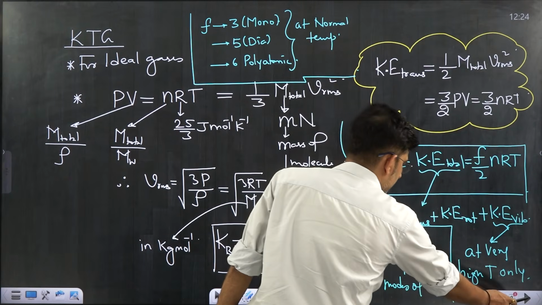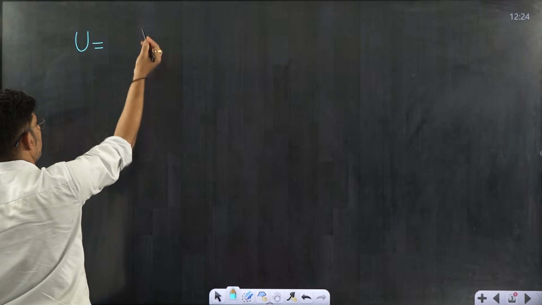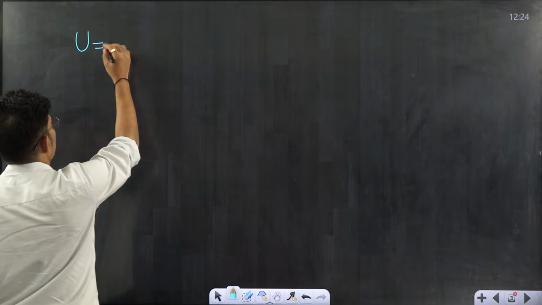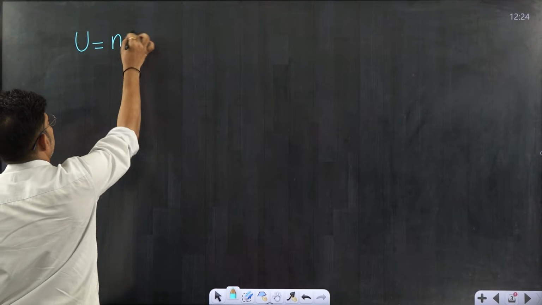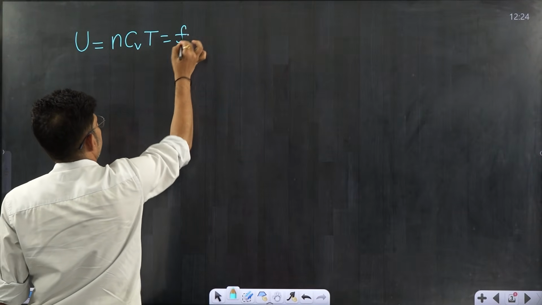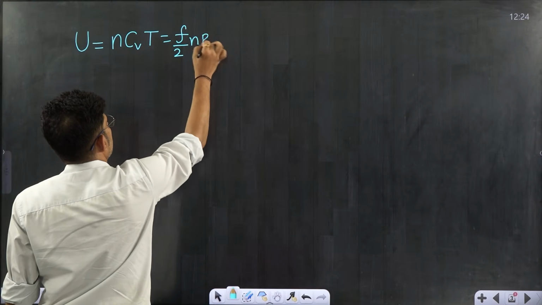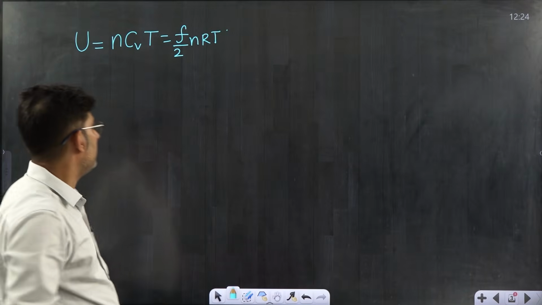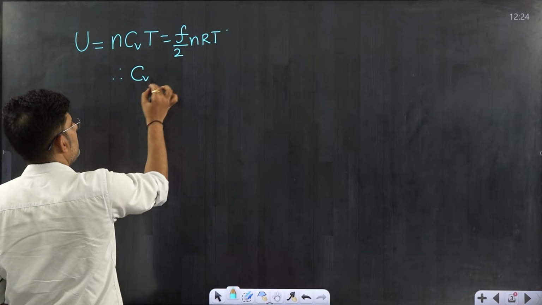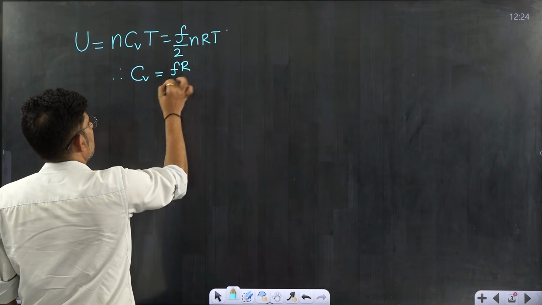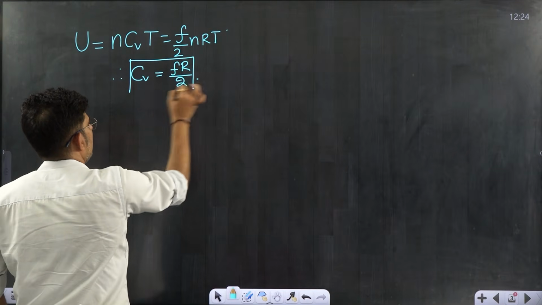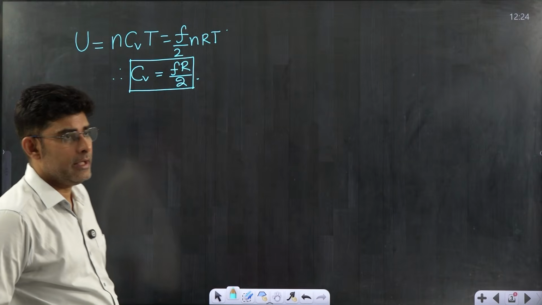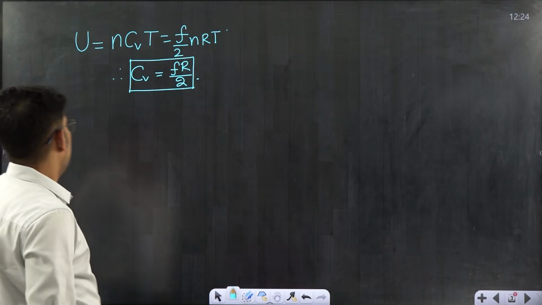So these are for ideal gases. Now one more important thing over here, sometimes they ask you the expression for U in terms of CV. Now internal energy is also expressed as nCVT. We write it as f by 2 nRT, and it is also written as nCVT, where CV is the molar specific heat capacity at constant volume. So from here we get CV as fR by 2. So for ideal gases, CV will be taken as fR by 2. Please remember this.